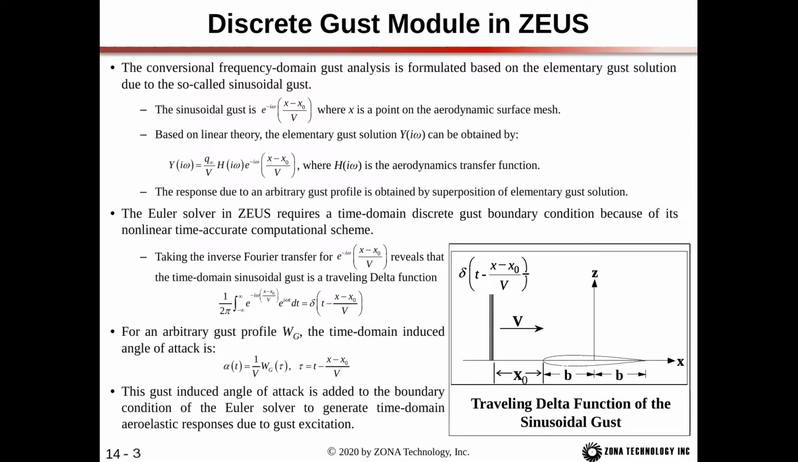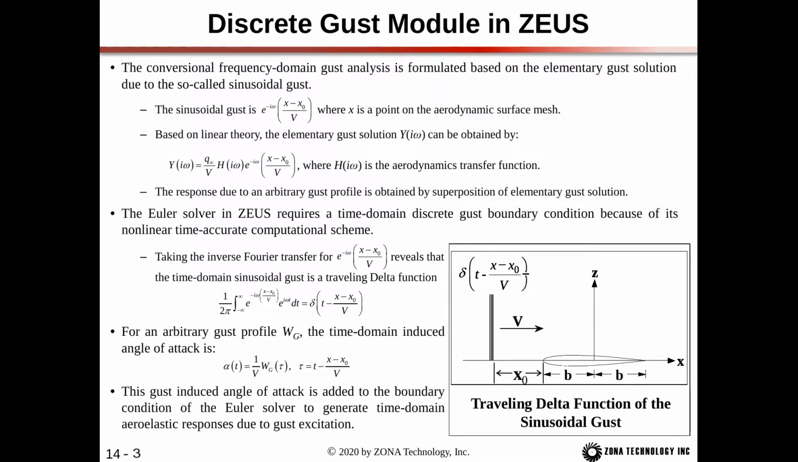Now, based on linear theory, the elementary gust solution capital Y of i omega can then be obtained as shown here, where Y is equal to q infinity over V times H of i omega times e to the minus i omega times (x minus x naught) over V, where H of i omega is the aerodynamic transfer function. And the response due to an arbitrary gust profile is then obtained by a superposition of the elementary gust solution.